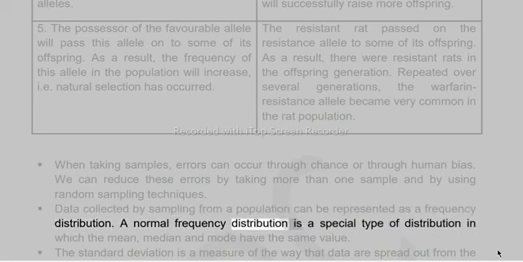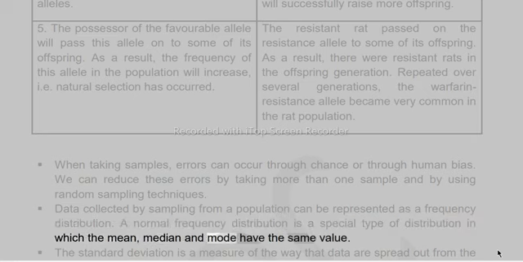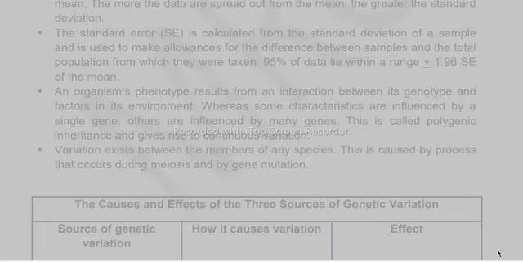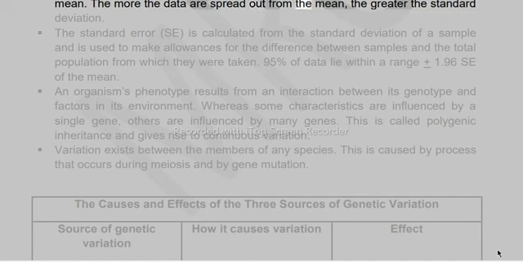A normal frequency distribution is a special type of distribution in which the mean, median, and mode have the same value. The standard deviation is a measure of the way that data are spread out from the mean. The more the data are spread out from the mean, the greater the standard deviation.